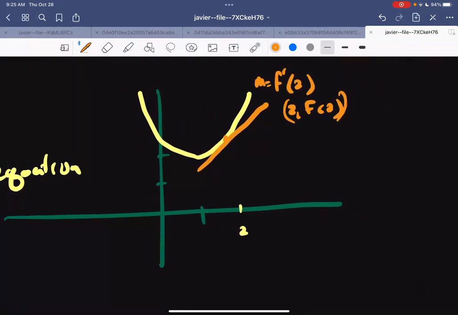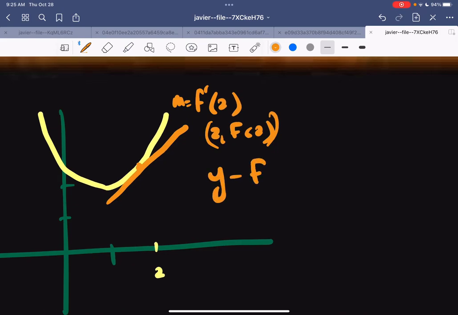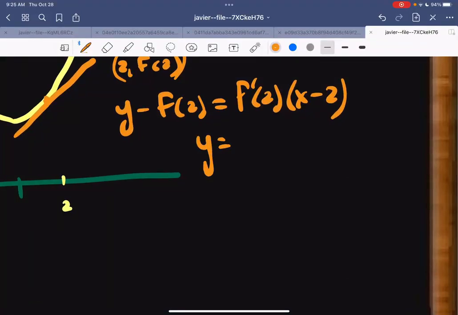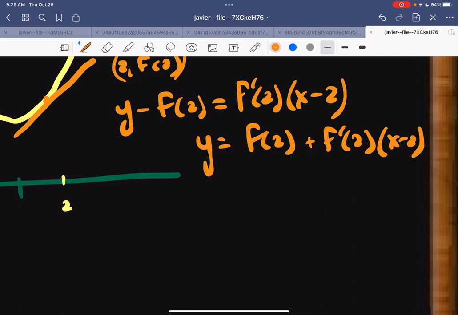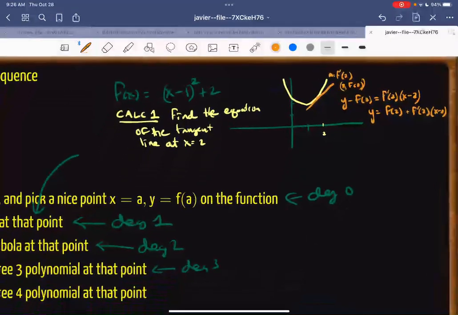So using these two things, a point and a slope, any old child can do this. If they've taken an algebra class in middle school, they know that it's y minus f of 2 is equal to the slope times x minus 2. Or said differently, the tangent line would be equal to f of 2 plus f prime of 2 times x minus 2. So you've already done this before. This is the best fitting line. That's the part that you did before in Calc 1.